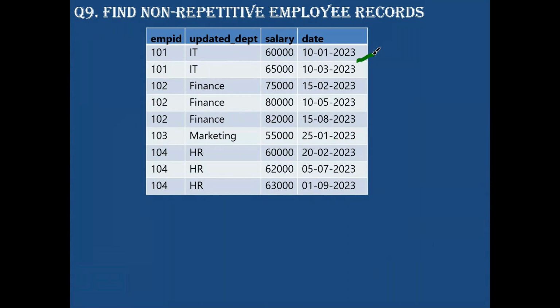If you see, 60,000 is the first salary he joined with, and his salary is revised in 3 months to 65,000. Here also salary is revised from 75,000 to 80,000, 80,000 to 82,000. But for this employee the salary remains the same because it is not changed. His salary updated from 60 to 62,000, 63,000, like this every month. Now we want employees whose record is non-repetitive. That is one way to ask this question. The second way to ask is: the employee who has not received any increment in the organization from the date of joining.